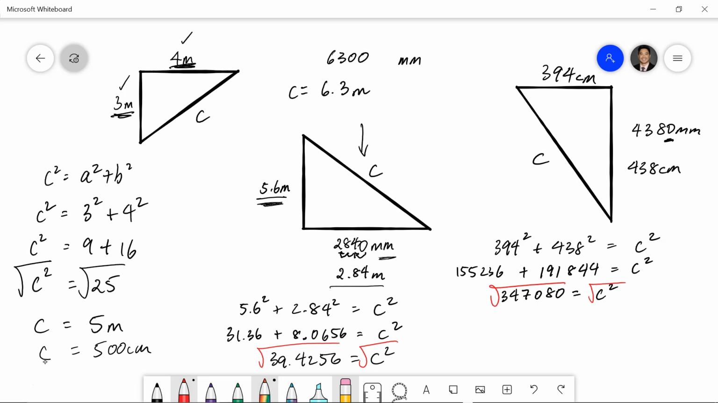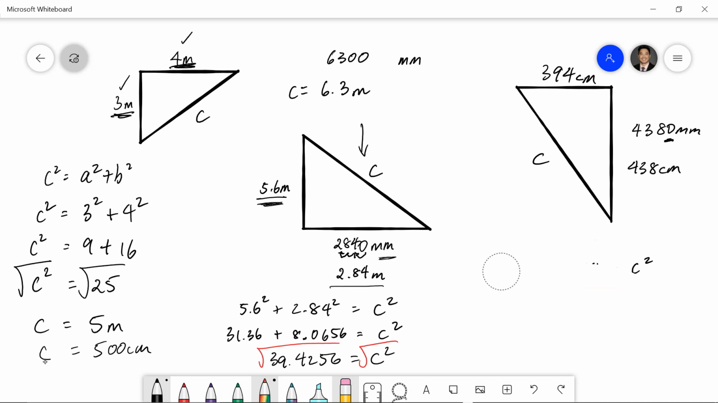So square root both sides, we'll end up getting c is equal to 589, and I'll just put it to 2 decimal places, 589.13 centimeters. Okay, now let's do it the other way. 589.13 is our answer, and you can decide which one is quicker for you. Really doesn't matter to me.